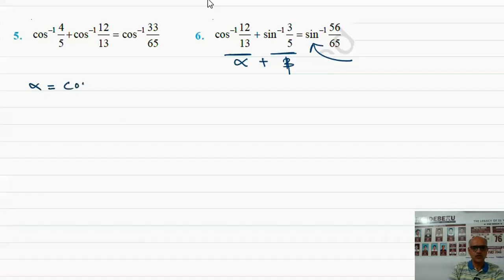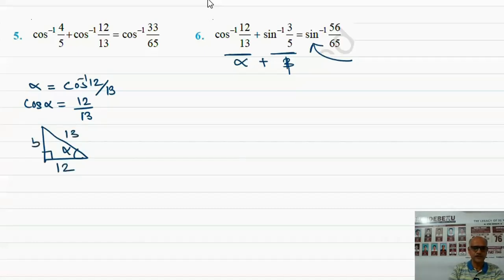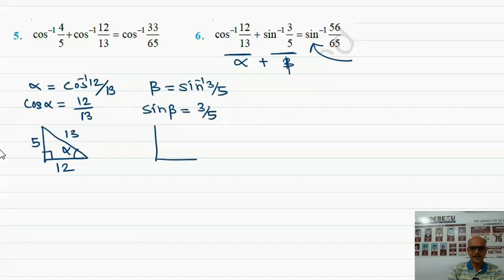So alpha is equal to cos inverse 12 by 13. If I take cos to the LHS, cos alpha is equal to 12 by 13. So again have a triangle, 90 degrees, alpha. Base is 12, hypotenuse is 13, opposite will be 5. Second, take beta as sin inverse 3 by 5. Therefore, sin beta is equal to 3 by 5. Again have a triangle, draw a right angle triangle, 90. This is beta. Opposite is 3, hypotenuse is 5, which means adjacent will be 4.